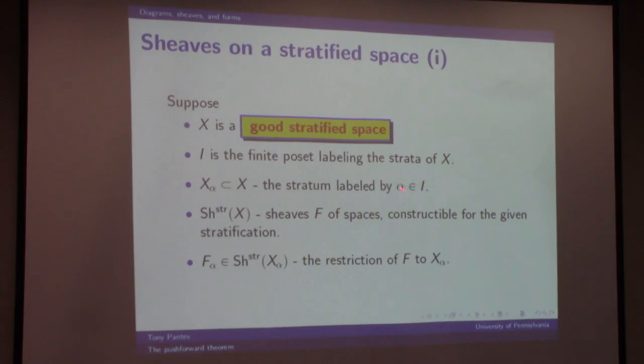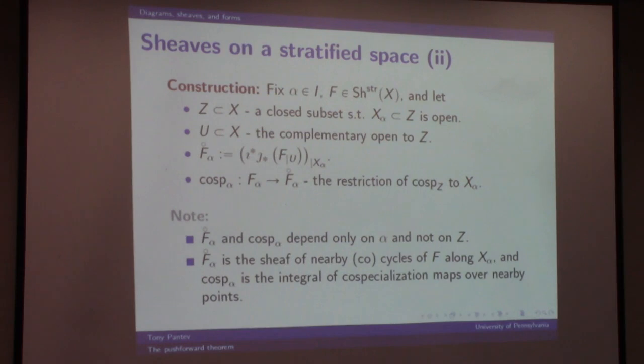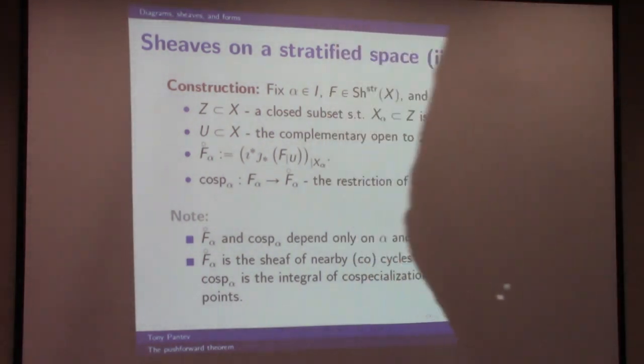And then for each alpha in I, X alpha will be the stratum labeled by alpha. And now you can look at sheaves, say, of topological spaces or simplicial sets, which are constructible for the given stratification. So locally constant sheaves of simplicial sets on each stratum. So for each stratum you have the restriction of F on X alpha, so it's a locally constant sheaf, but also a constructible sheaf. And now you have nearby cycles for such sheaves, which are nearby each stratum.